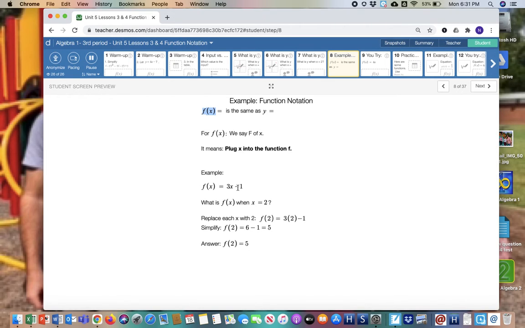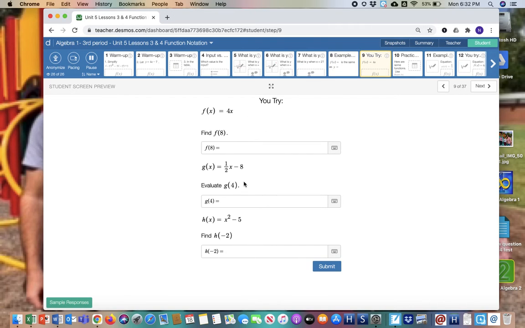For example, f of x equals 3x minus 1. What is f of x when x equals 2? Replace each x with 2. So here I see the x, I'm going to put f of 2, which means we're going to put a 2 in wherever we see the x in the equation or expression. In this case it's going to be 3 times 2 minus 1. 3 times 2 is 6, 6 minus 1 is 5. So the way we would write the answer is f of 2 is 5, which means when the input was 2, the output was 5.